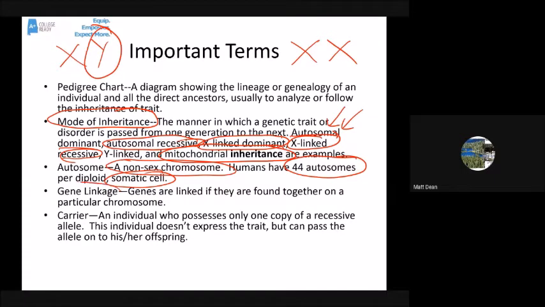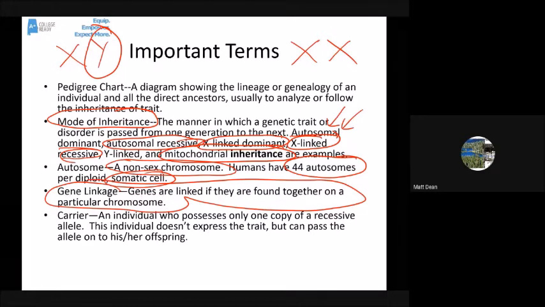Later on today, we'll also mention gene linkage, not so much in terms of modes of inheritance, but we're going to see that genes are linked if they're found on the same chromosome. If they're found on the same chromosome, they're oftentimes inherited together, and that can cause some weird patterns in our Punnett squares.